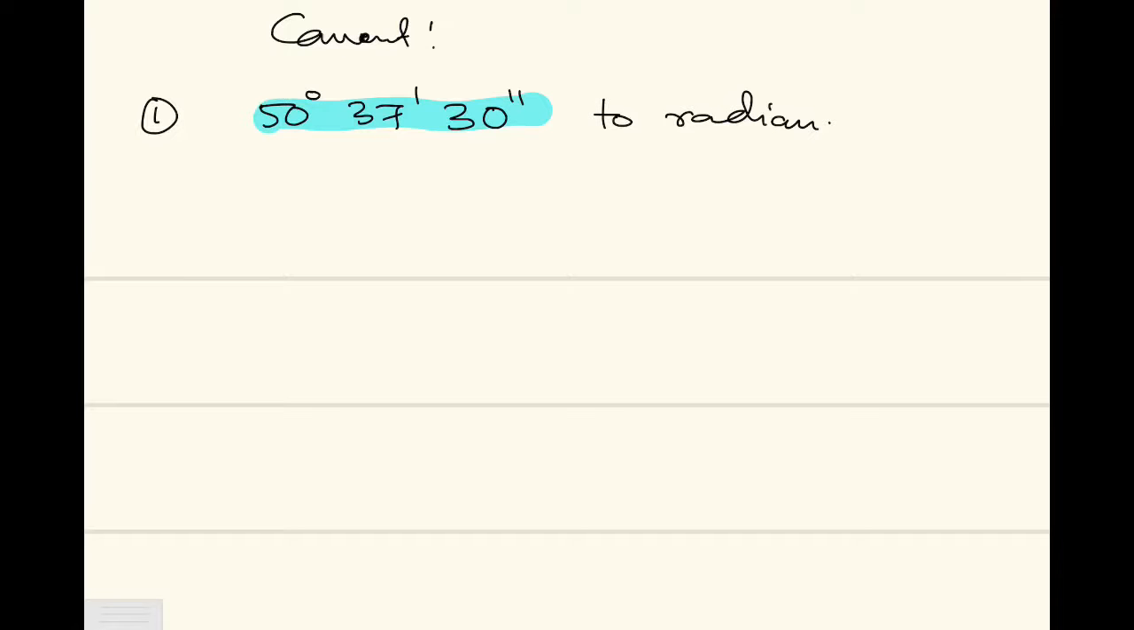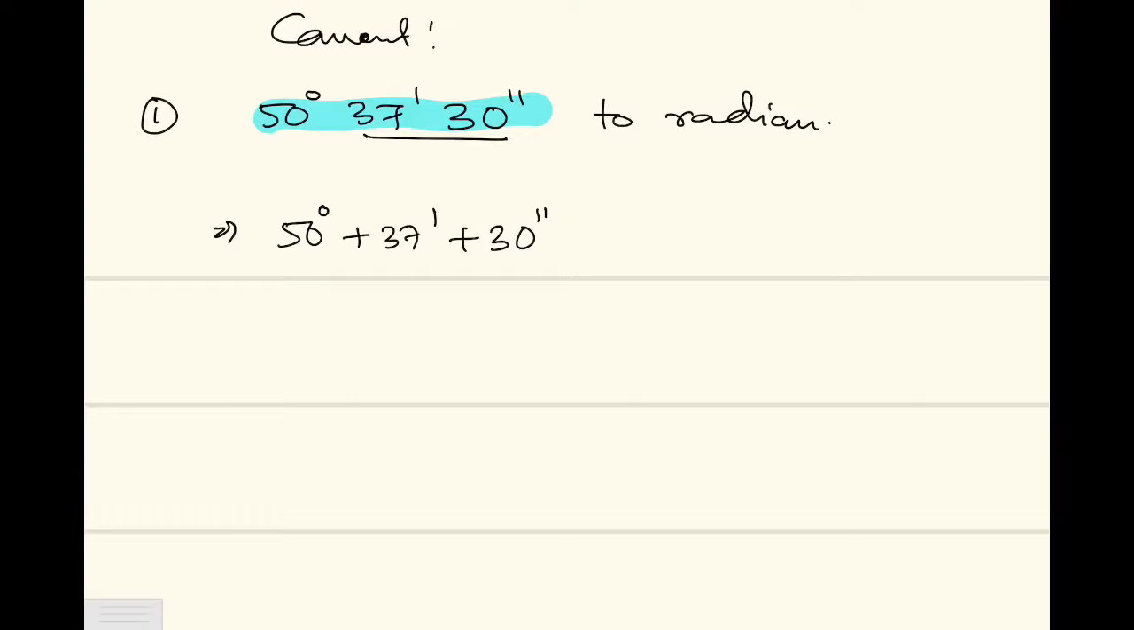First step: if any angle is given in terms of degrees, this is the sexagesimal system. The angle is further divided into minutes and then further divided into seconds. Then what you have to do is convert everything to degrees. Make the finer systems into one system. So here, 50 degree, 37 minutes, 30 seconds are the finer measurements, you may say, of the angles in the sexagesimal system. What you have to do here is convert even these minutes and seconds to degrees first. So let's do that first. I can write this as 50 degree plus 37 minutes plus 30 seconds. It's the same thing.